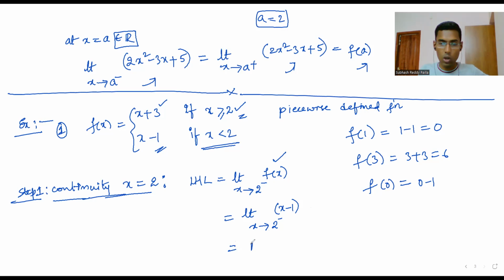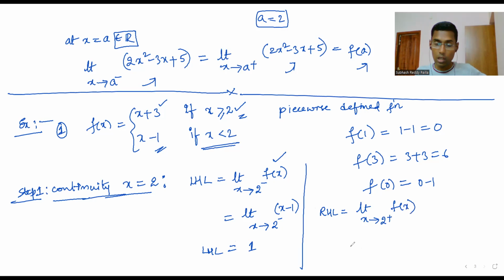So 2 minus 1 is 1. So as x is tending to 2 from the left hand side, f of x tends to 1. Okay, this is the left hand limit, LHL. And RHL we take. What's this? Limit x tends to 2 plus f of x.